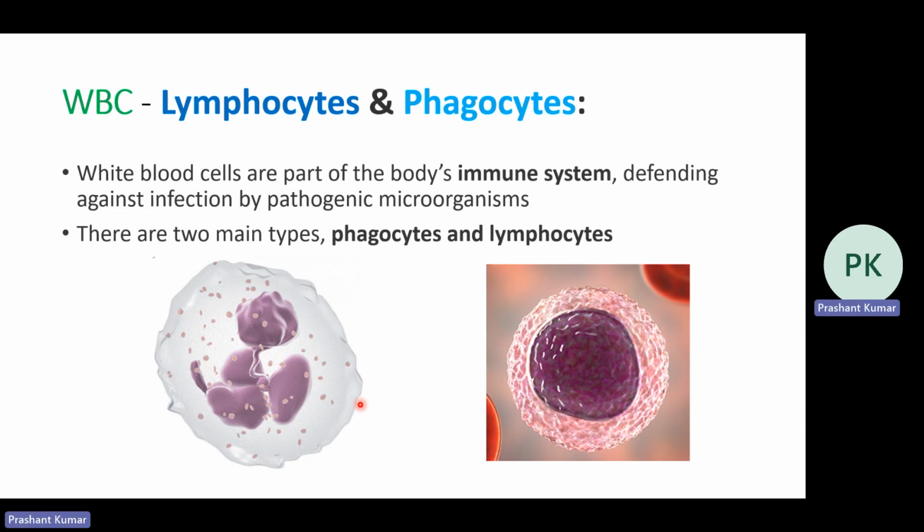If you have to identify between lymphocytes and phagocytes, which are the two types of WBC, so this is a phagocyte and this is a lymphocyte. So a lymphocyte is a big cell with one nucleus, whereas phagocytes have big cells and multinucleated cells.